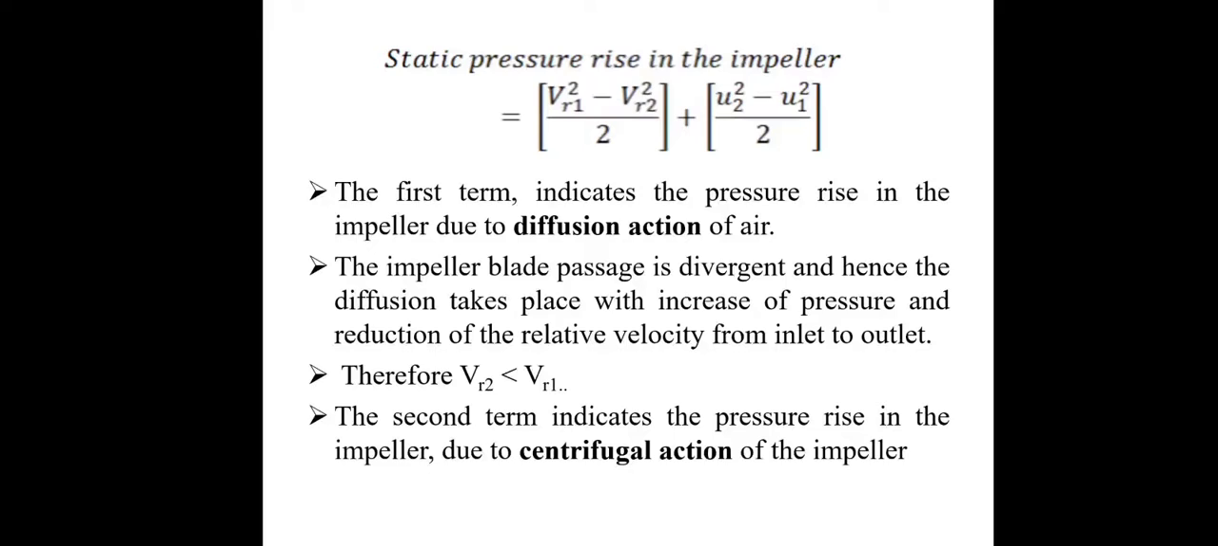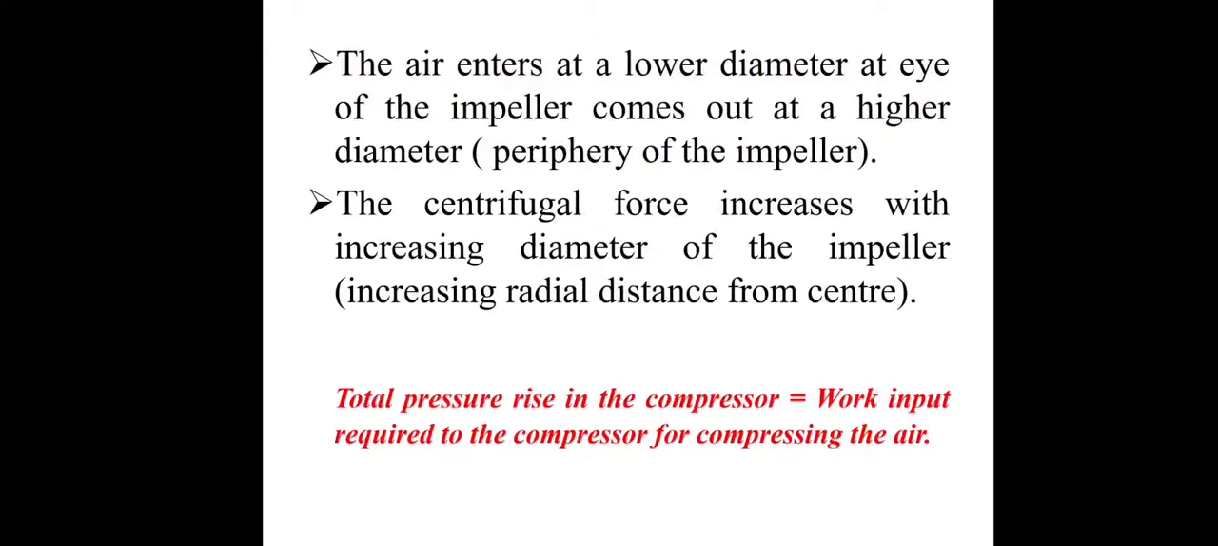U1 is the peripheral velocity of the impeller at the inlet and U2 is the peripheral velocity of the impeller at the outlet. The air enters at the lower diameter, at the eye of the impeller, and comes out at a higher diameter, where the periphery is, where the outlet is very large compared to the inlet. Centrifugal force increases with increasing diameter of the impeller.